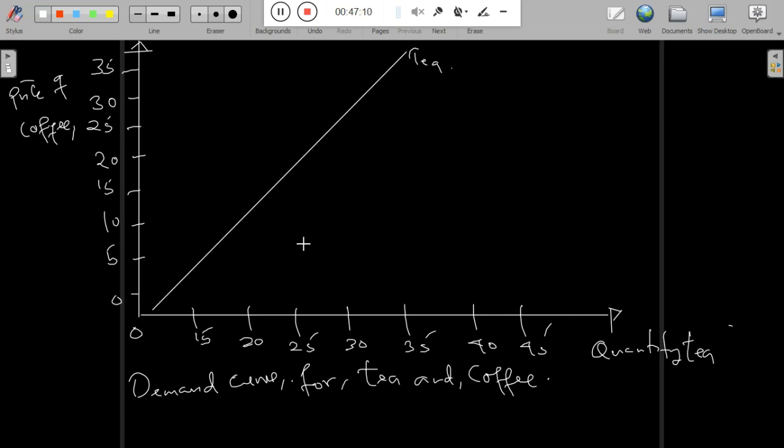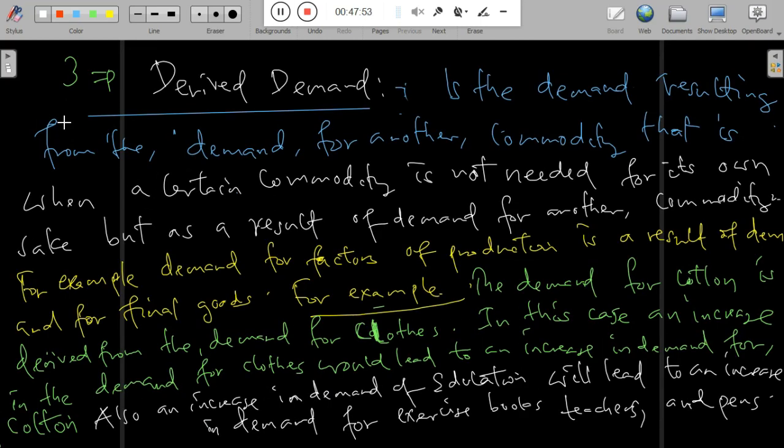Another type of interrelated demand is what we call the derived demand. The derived demand is a demand resulting from the demand for another commodity. That is, when a certain commodity is not needed for its own sake, but as the result of demand for another commodity. For example, the demand for factors of production is the result of demand for final goods. For example, the demand for cotton is derived from the demand for clothes.